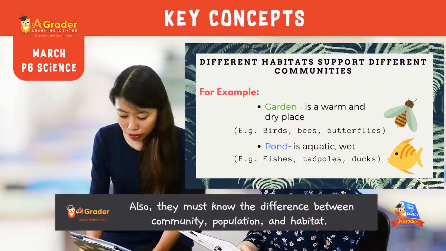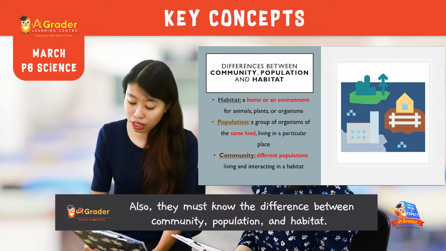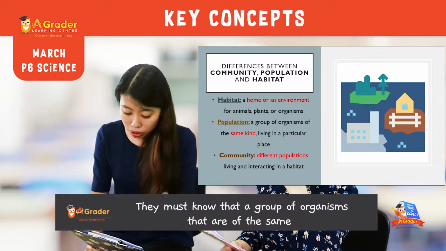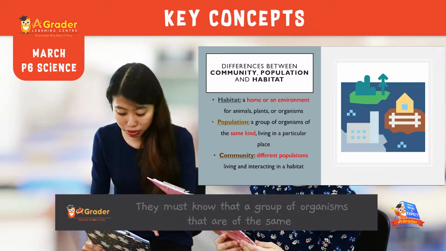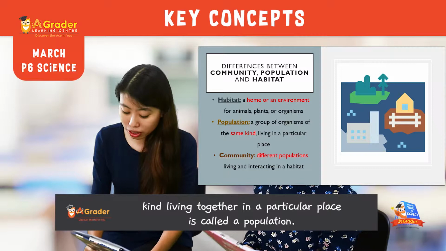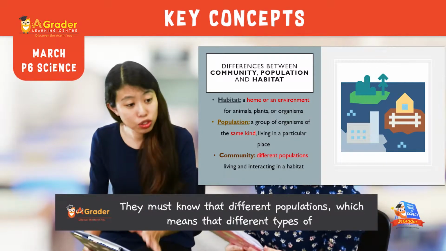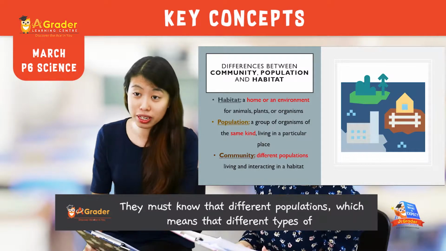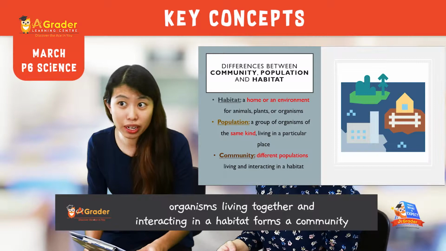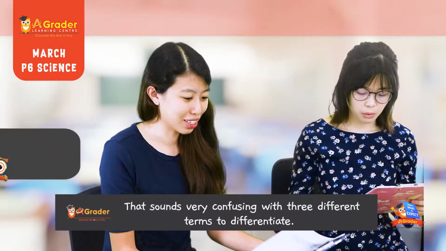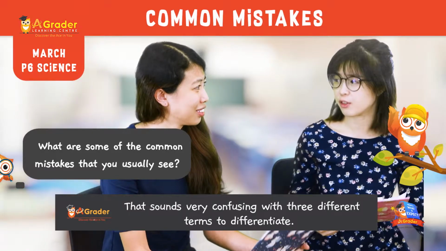And also they must know the difference between community, population and habitat. So they have to know that, for example, a group of organisms that are of the same kind living together in a particular place is called a population. And they must know that different populations, which means different types of organisms living and interacting together in a habitat, form a community. Okay, that sounds very confusing with 3 different things to differentiate.